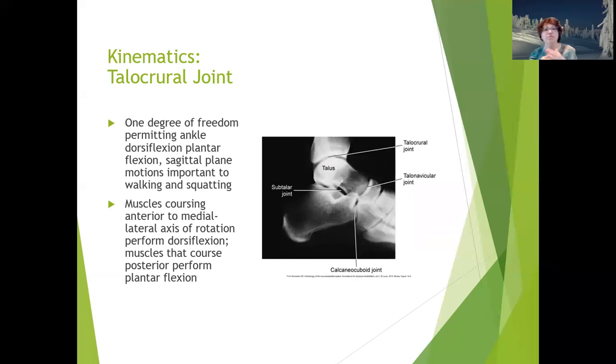So there's 1 degree of freedom that permits ankle dorsiflexion and plantar flexion in the sagittal plane. Those motions are important to the functional movements of walking and squatting. We have to be able to dorsiflex and plantar flex our ankles. The muscles that course anterior to the medial lateral axis of rotation perform dorsiflexion, and the muscles that course posterior perform plantar flexion. Okay, just like flexion and extension in other parts of the body.